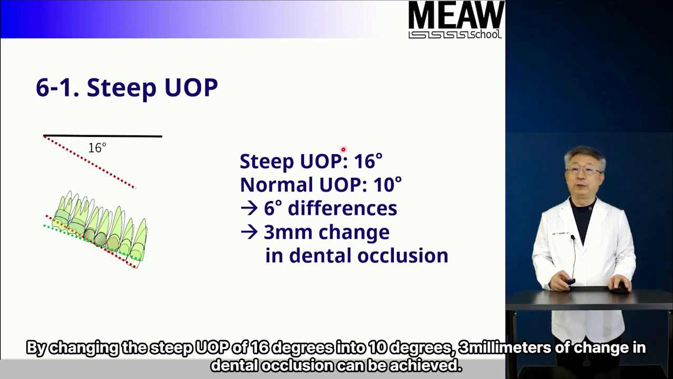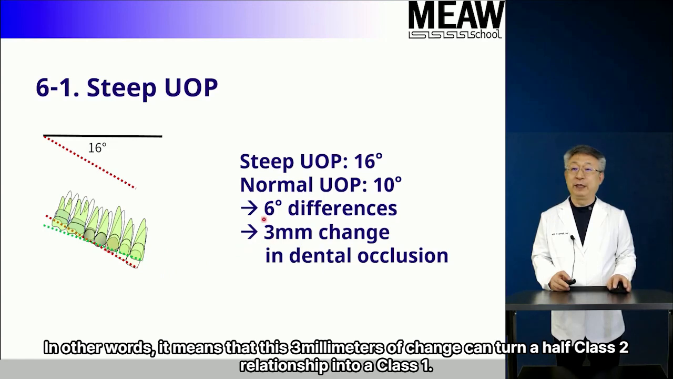By changing the steep UOP of 16 degrees into 10 degrees, 3 mm of change in dental occlusion can be achieved. In other words, it means that this 3 mm of change can turn a half Class 2 relationship into a Class 1.